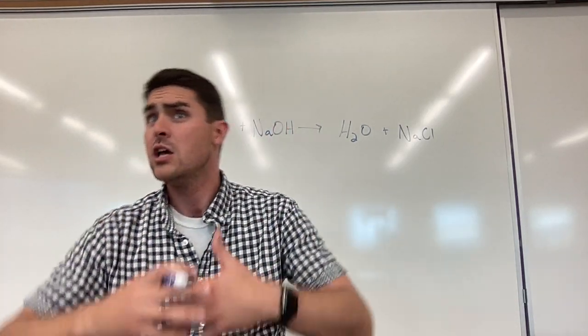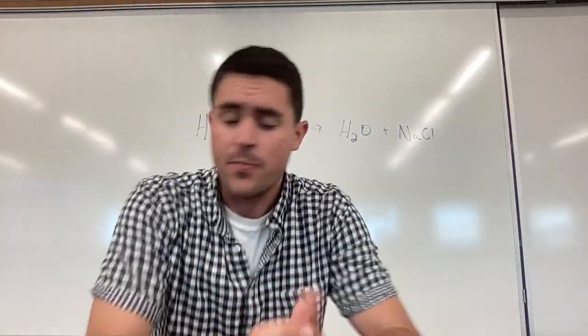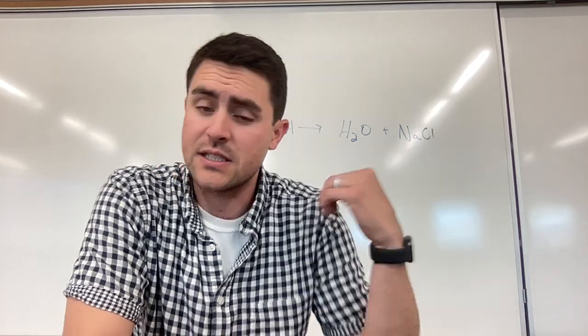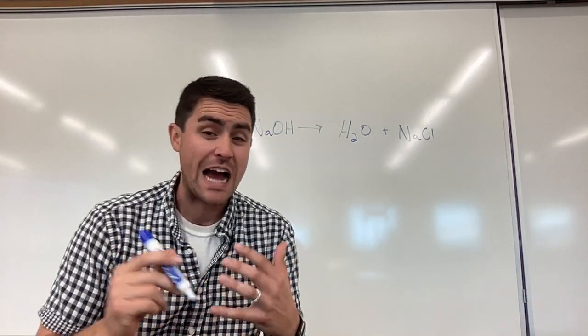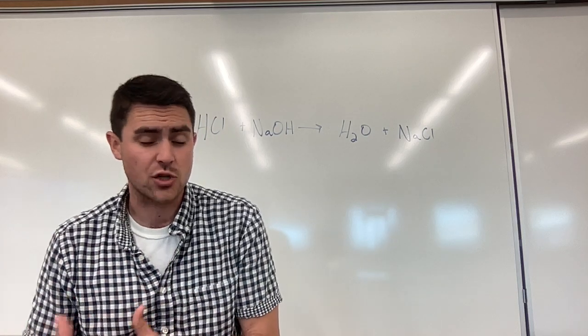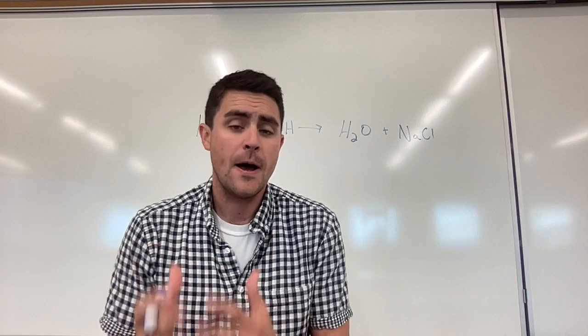It could be lithium chloride. It could be barium chloride. Could be sodium fluoride. I don't know. It's an ionic compound. We're left with this. This is our basic neutralization reaction. And today in class, we're going to see how we can use a neutralization reaction through a process called titration to determine the concentration of different things.